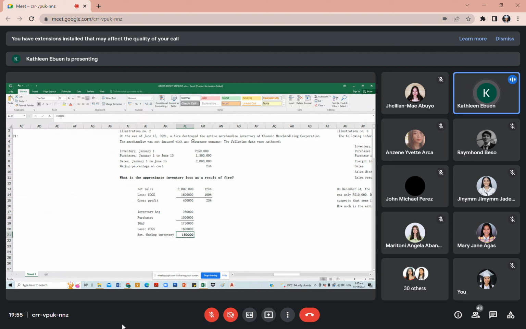So, when the problem says 60% of the entire merchandise inventory of Chronic Merchandising Corporation has been destroyed, therefore, you still multiply it by 60%. Right? So, always check, class, what percentage was hit by the fire. So, you have to multiply it. When it says entire, of course, the whole ending inventory is our inventory loss.